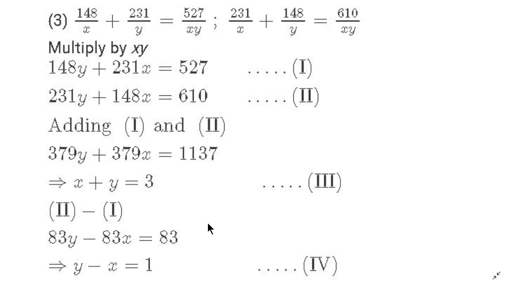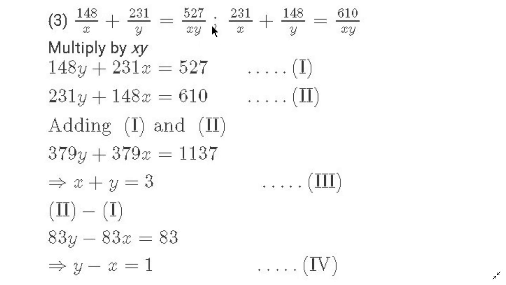Okay. The third example is 148 upon x plus 231 upon y is equal to 527 upon xy. And this equation: 231 upon x plus 148 upon y is equal to 610 upon xy. We can see they are not in a standard format and also not linear equations. These equations are in non-standard format.